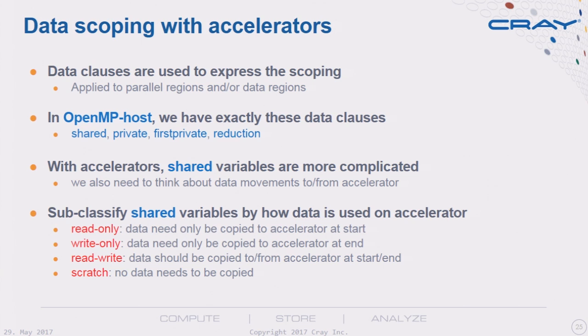As mentioned, on the accelerator it's similar to the host OpenMP parallelization. For the shared variables, we also have to classify them as read-only, write-only, read-write, or scratch. So if we need to copy them to the GPU and copy back, or just need to copy them to the GPU and don't need to copy back, or the other way around.